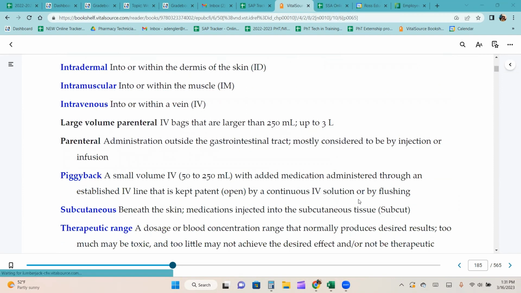Large volume parenteral IV bags are larger than 250 ml and go up to 3 liters. Parenteral administration is outside the gastrointestinal tract, mostly considered to be by injection or infusion. Piggyback is a small volume IV from 50 to 250 ml with added medication administered through an established IV line that is kept patent by a continuous IV solution or by flushing.